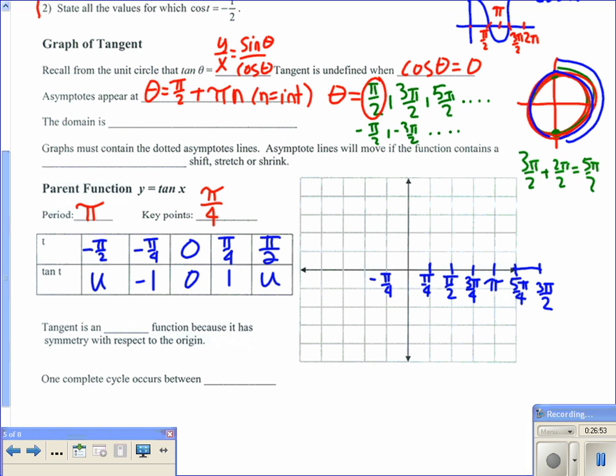And I can go backwards. Negative pi over 4 would be here, this would be negative pi over 2, negative 3 pi over 4, negative 5 pi over 4, and negative 3 pi over 2. Sorry, I missed one, didn't I? Pi over 4, pi over 2, 3 pi over 4, I missed pi. So negative pi, negative 5 pi over 4, and then negative 3 pi over 2 would be out here. I'm going to put the asymptotes on my graph first. Anytime you're doing tangent, you should always put your asymptotes on your graph.